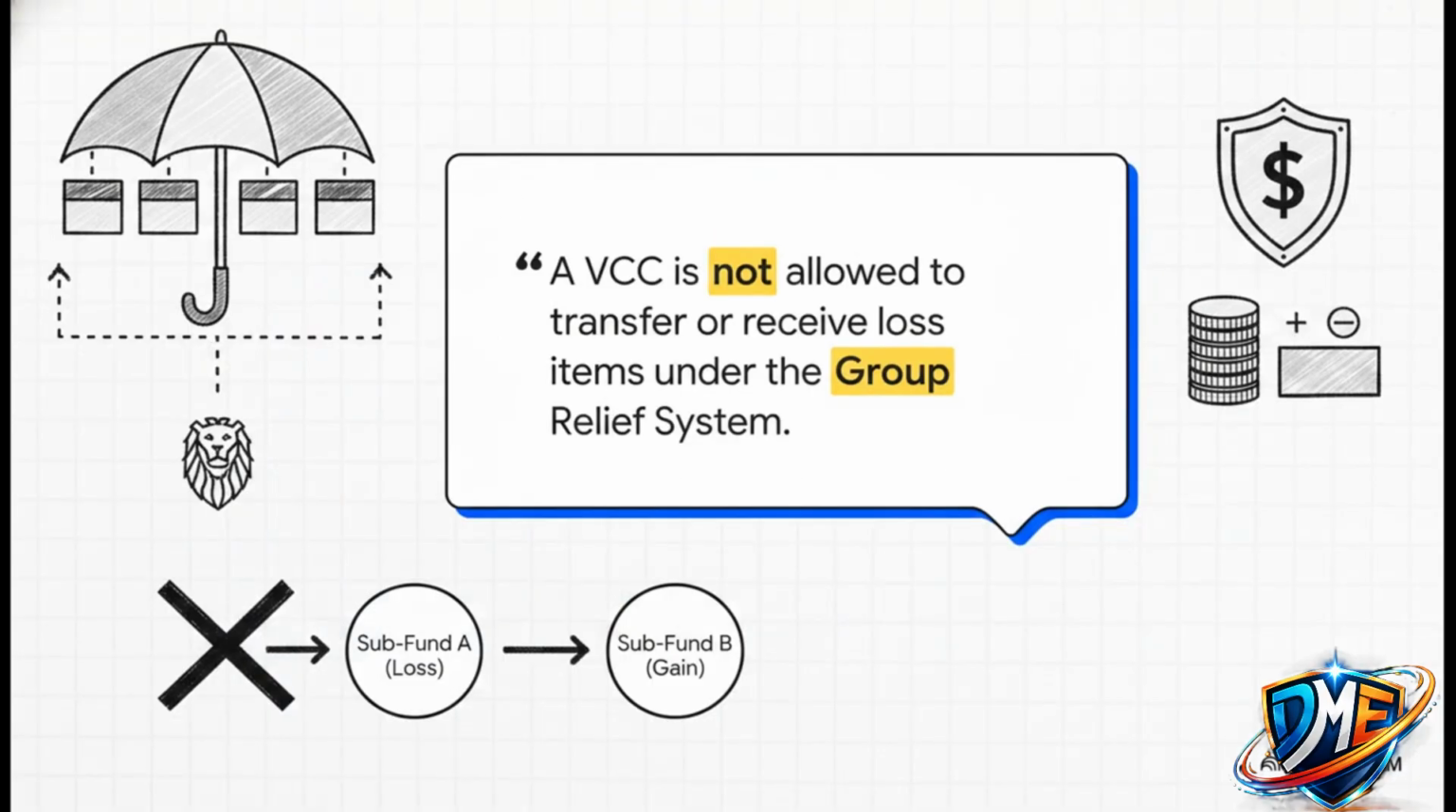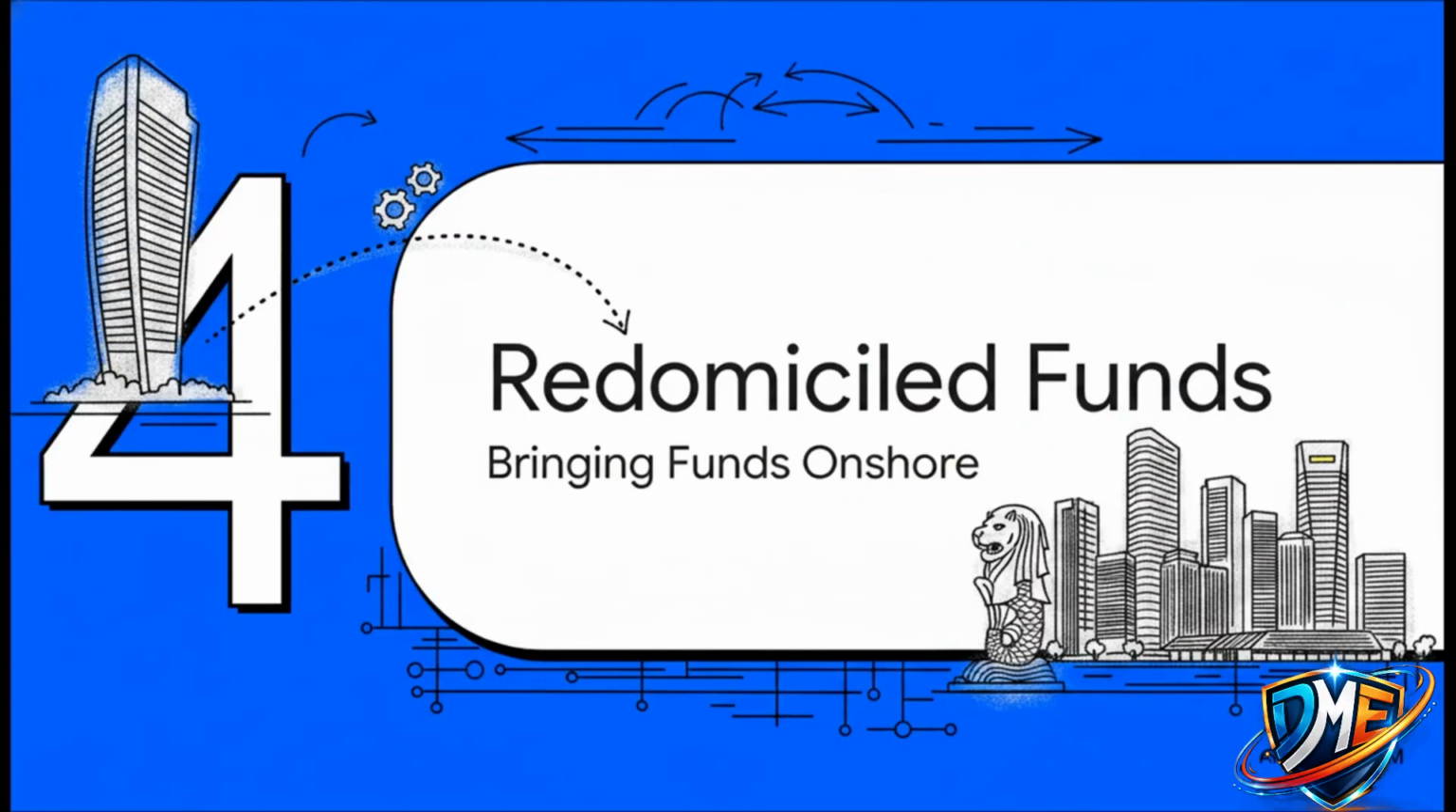And here's another really strict restriction you need to keep on your radar. While the umbrella is treated as one company for income tax, the VCC Act itself actually demands strict segregation of assets and liabilities between subfunds to protect the investors. So, to maintain the integrity of that segregation, the tax guide explicitly states that you absolutely cannot transfer losses between subfunds using the standard group relief system under Section 37B. Basically, a loss in Subfund A stays locked in Subfund A. You can't use it to offset your gains in Subfund B. Make sense, right?